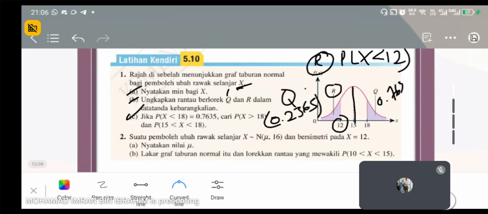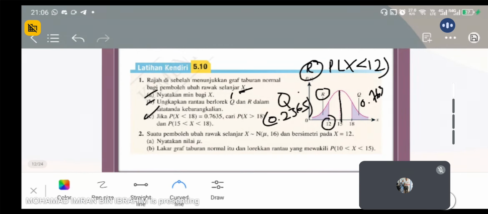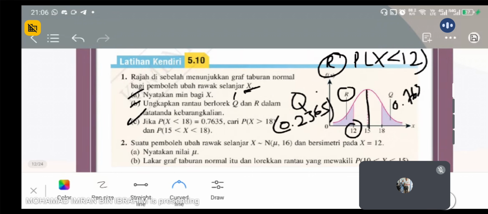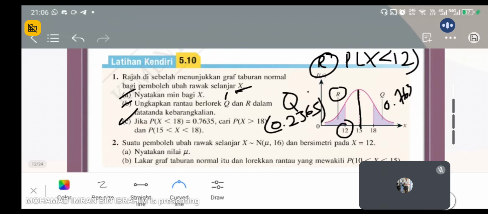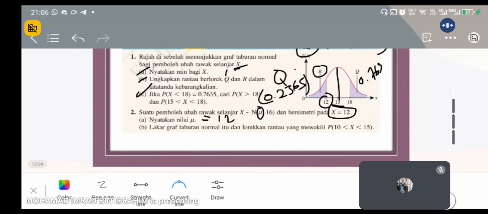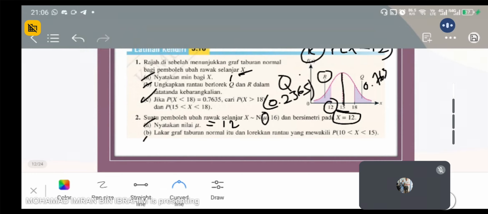Okay, so second question, suatu pemboleh ubah rawak selanjar X lebih kurang N dalam kurungan mu, 16. Okay, sebab 16 dan bersimetri pada X sama dengan 12. So obviously again, nyatakan nilai mu tu, we know obviously mu is 12. Okay, lakar graf taburan normal itu dan lorekkan rantau yang, we finish there, we go to the B right now.